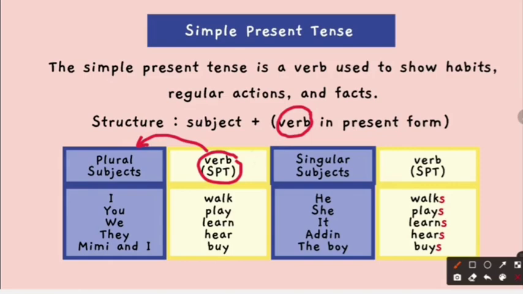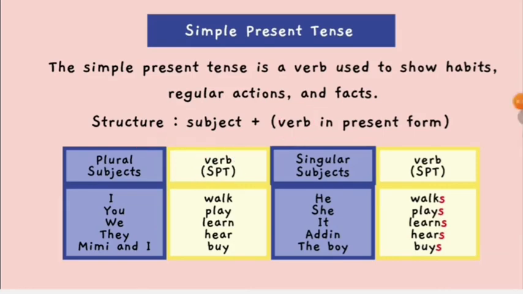For example, I walk. You play. We learn. They hear. Mimi and I buy. So, if the subjects are more than one, the verb is in a base form. On the other hand, if the subject is in a singular form, that means there's only one subject. One subject is single, so the verb should be verb plus s.